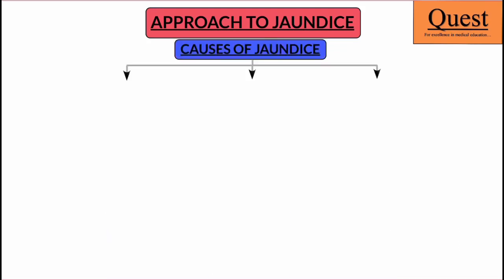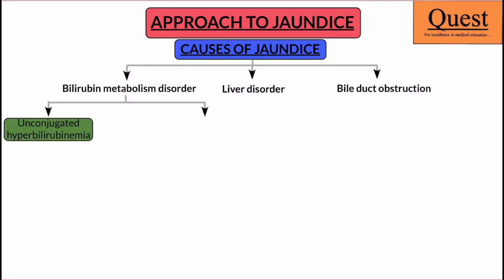Now, the causes of jaundice could be broadly divided into three categories. These could be disorders of bilirubin metabolism, liver disorders, or obstruction of the bile duct. Let's have a look at each one of them. The isolated disorders of bilirubin metabolism could lead to either unconjugated hyperbilirubinemia or conjugated hyperbilirubinemia.